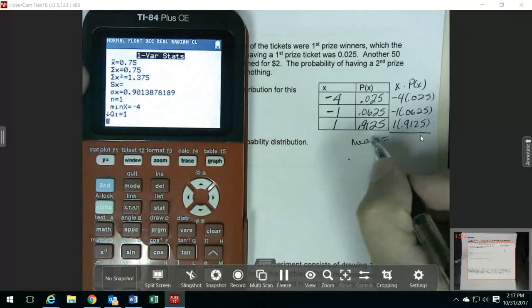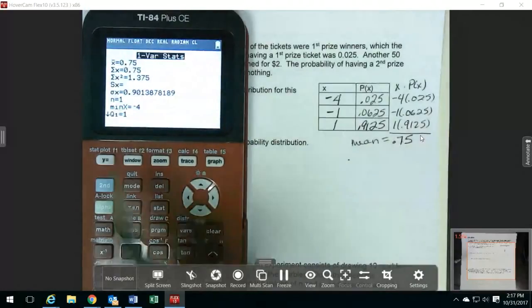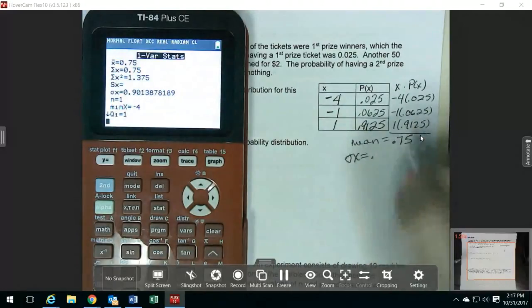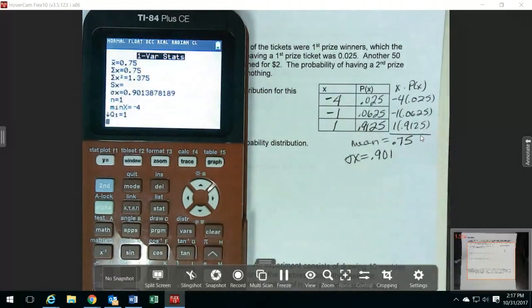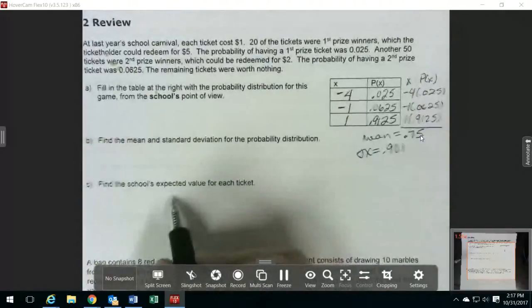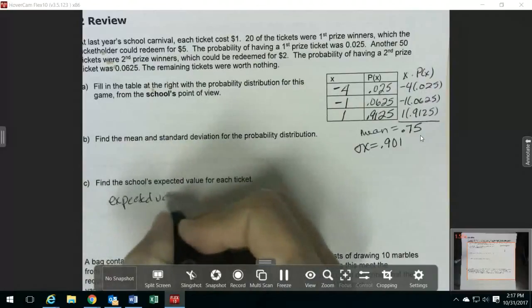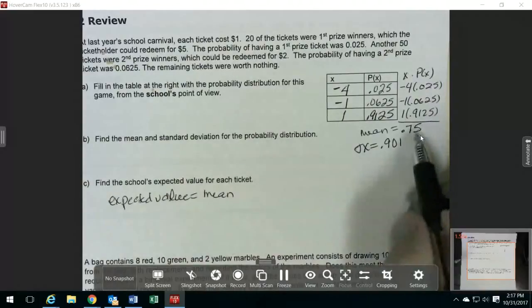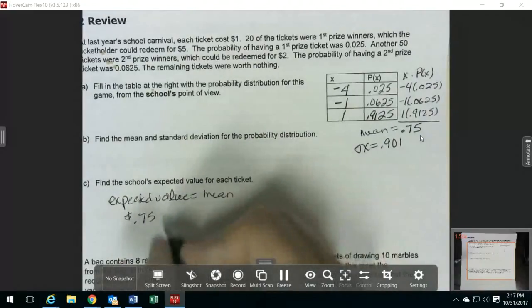Okay, so my mean is the x bar, so that's the 0.75. My standard deviation is the sigma x, so that is 0.901. Okay, and then for the expected value, remember that the expected value is the same thing as the mean. So this would be 0.75, or in other words, 75 cents per ticket.